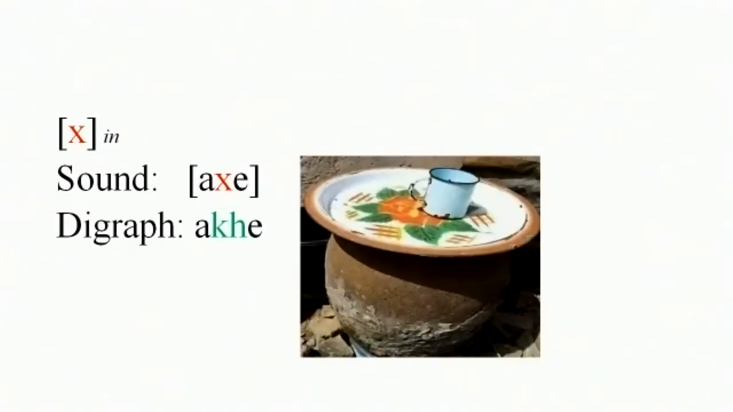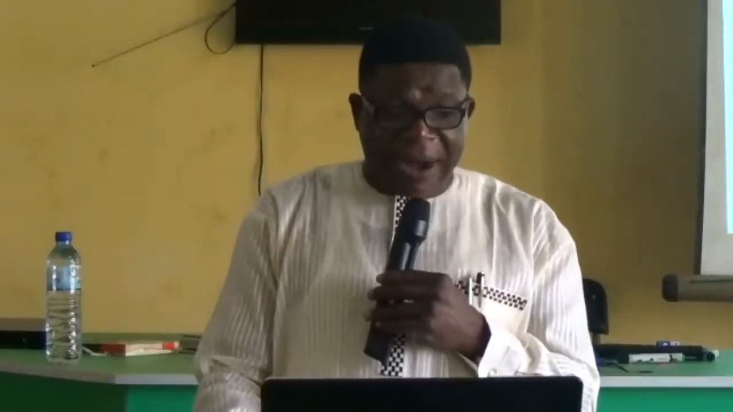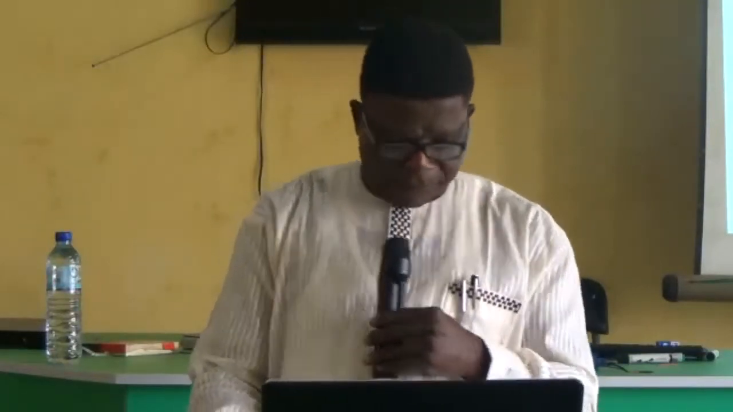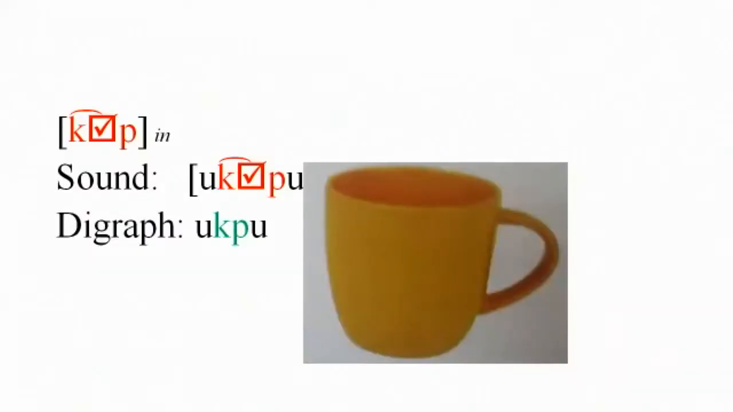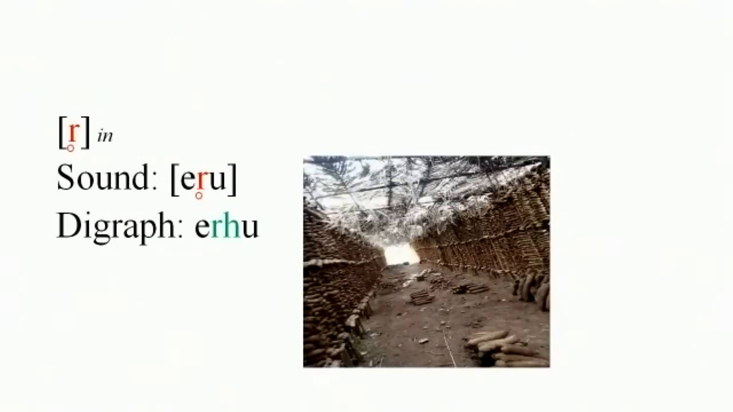Okay, and then you have the T in Ahe, represented by the digraph KH. You have the P in Uku, represented by the digraph KP. KP. And then the P in Eru, Urupa, and so on and so forth, represented by the digraph RH. RH for the sound creep.